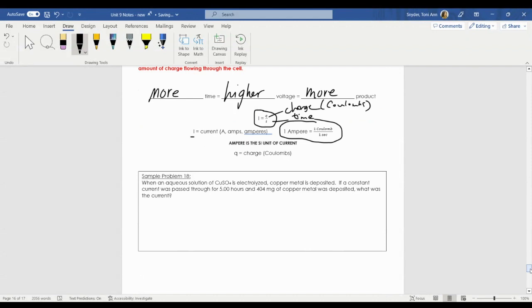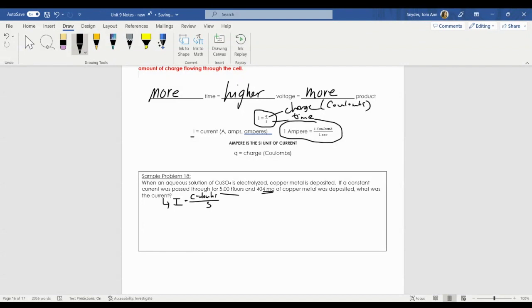I have one sample problem here because, like I said, I kind of just like to use stoichiometry to figure this out. So when an aqueous solution of copper(II) sulfate is electrolyzed, okay, so this is going through some sort of electrolytic cell, copper metal is deposited. If a constant current was passed through for 5 hours, and 404 milligrams of copper metal was deposited, what was the current? So current is going to be my value for I, okay? And I has units of coulombs per second.